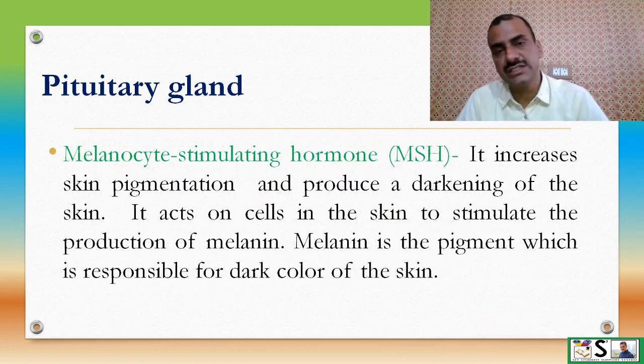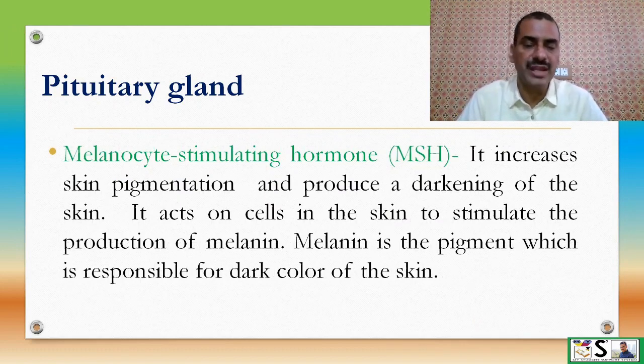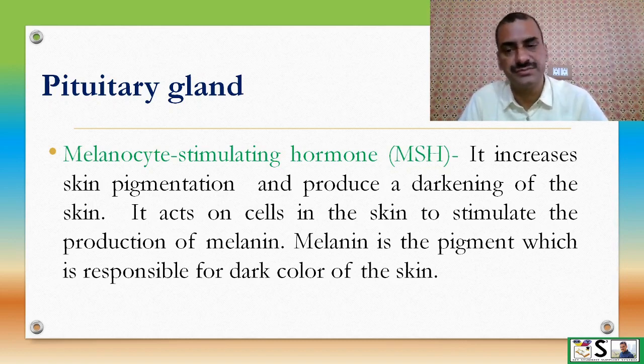Next is melanocyte stimulating hormone. It increases the skin pigmentation and produces darkening of the skin. It acts on the cells in skin and stimulates the production of melanin. Melanin is the pigment which is responsible for dark color of the skin.